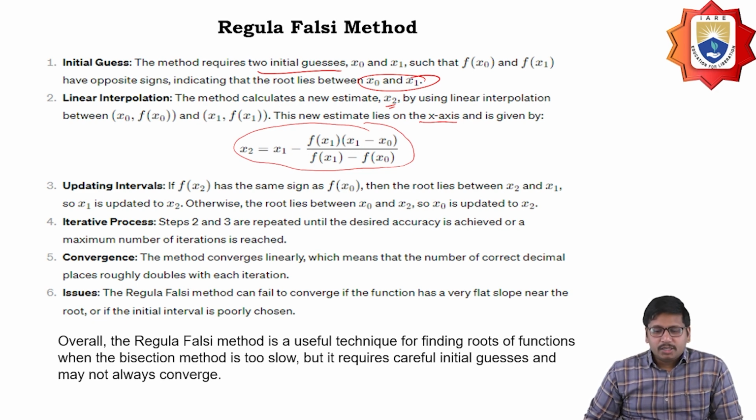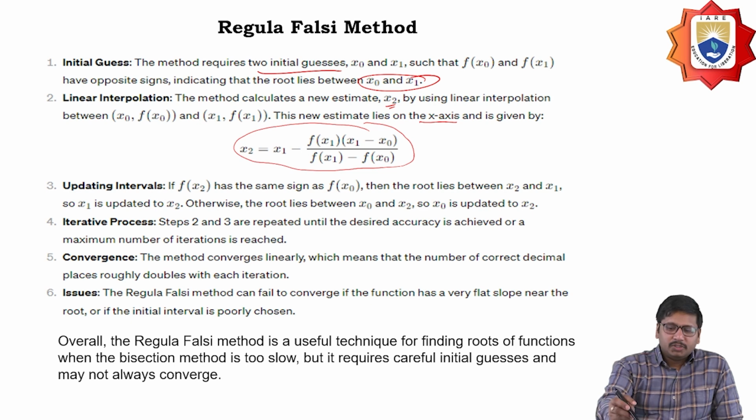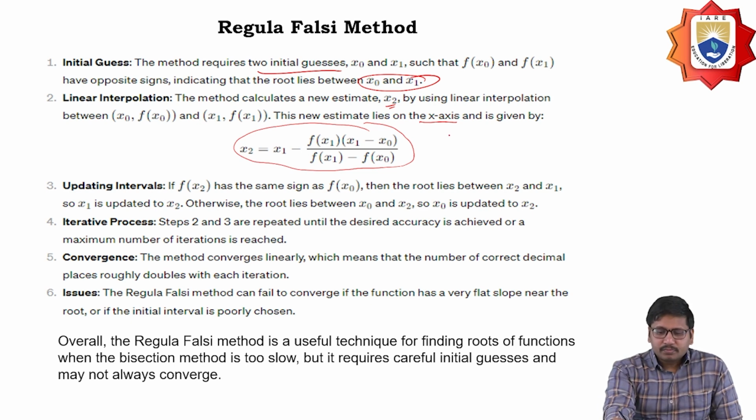So in linear interpolation, this method calculates a new estimate x2. By using linear interpolation, it lies between x0, f of x0 and x1, f of x1. And normally this new estimate lies on the x-axis, and that is given by this formula.